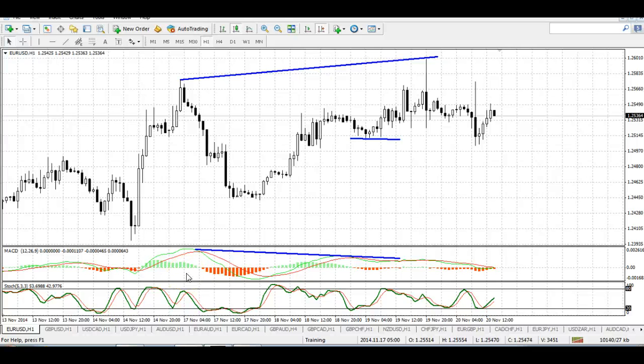G'day folks, today we're going to have a quick look at divergence. I'm going to build it up over the next couple of weeks, so today will just be very basic divergence, and then we'll look at a more advanced, more complicated divergence next week.